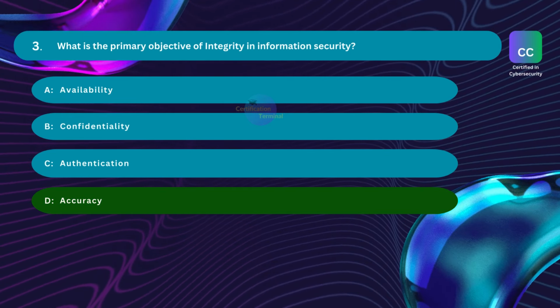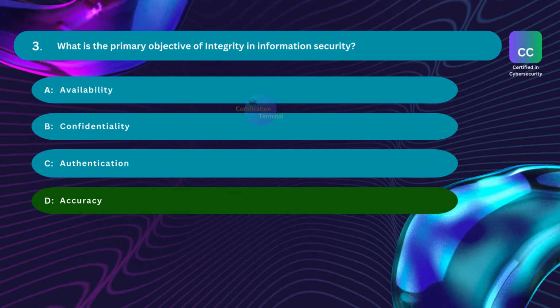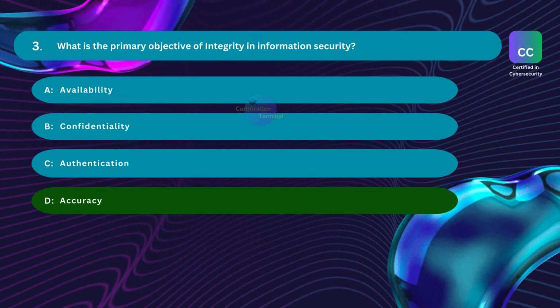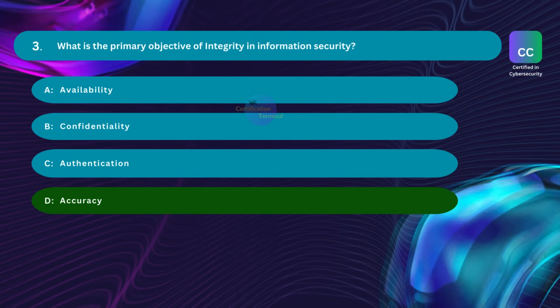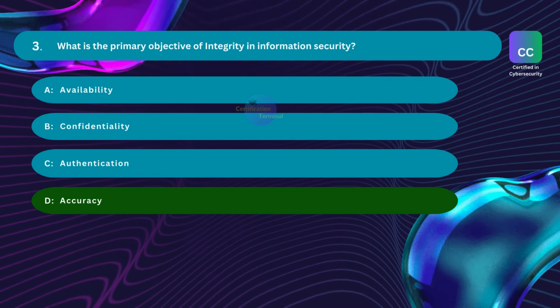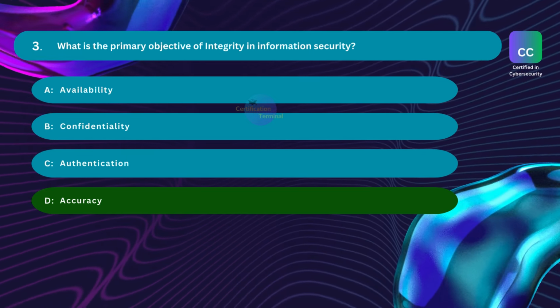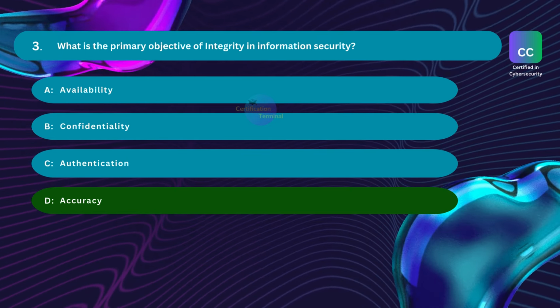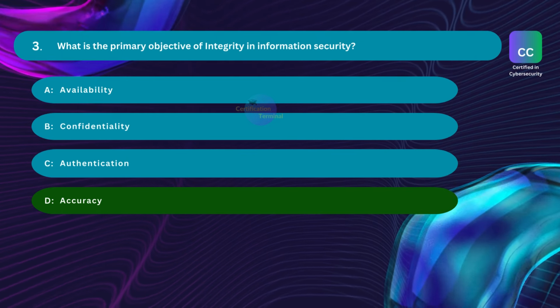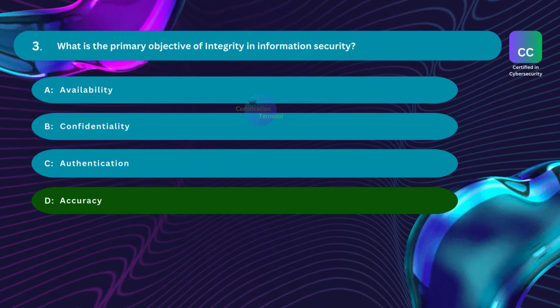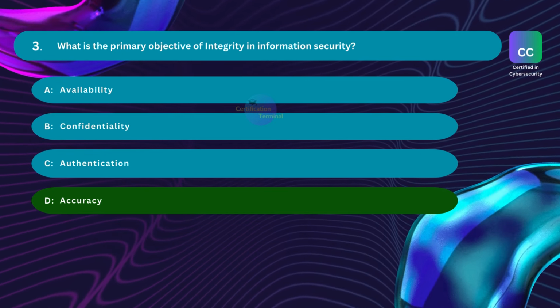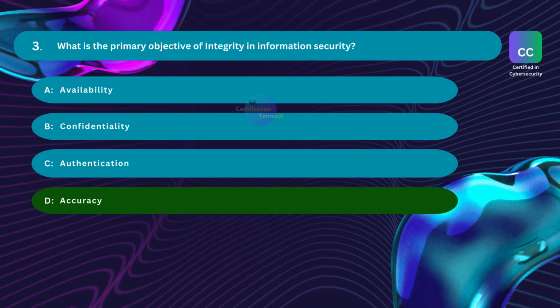The primary objective of integrity in information security is indeed accuracy. Integrity measures are implemented to prevent unauthorized modifications, alterations, or corruption of data. By maintaining the accuracy and trustworthiness of information, integrity ensures that the data can be relied upon for making informed decisions, and that it has not been tampered with or compromised.